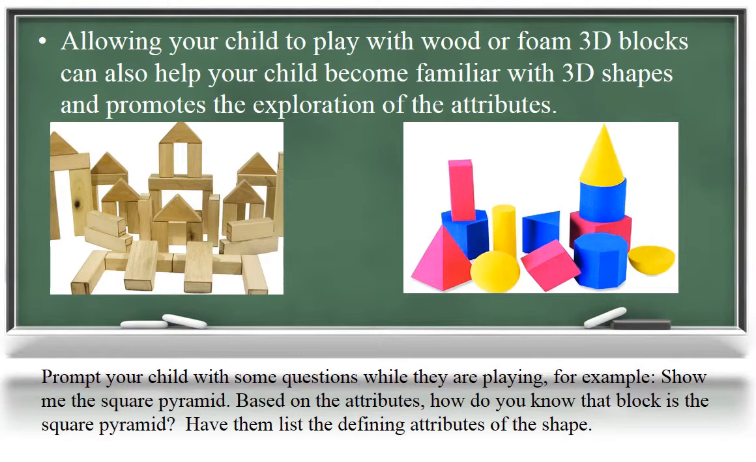Allowing your child to play with wood or foam three-dimensional blocks can also help your child become familiar with three-dimensional shapes and explore some of those attributes. So prompt your child with some questions while they're playing with these. For example, show me the square pyramid. So based on the attributes, how do you know that that block is a square pyramid? Have them list out the defining attributes of that shape in order to have them correctly name some of these three-dimensional shapes. These blocks are located at toy stores. They can easily be made as well.